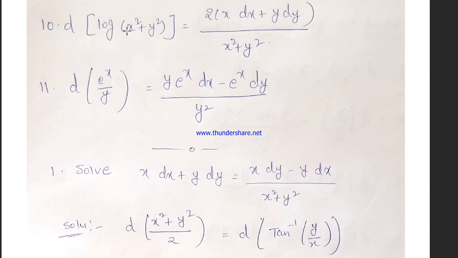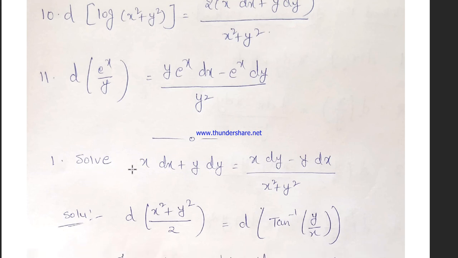Next is d of log of (x square plus y square). First write the derivative of the log function, 1 by (x square plus y square), into the derivative of x square plus y square, which is 2x dx plus 2y dy. The 2 comes outside, and we get this form. The last one is d of e power (x by y). Applying u by v, we get (y e power x dx minus e power x dy) by y square. If you remember these derivatives, we can directly get the solution to the given differential equation if it is non-exact.